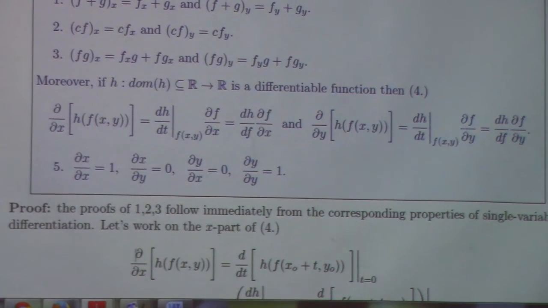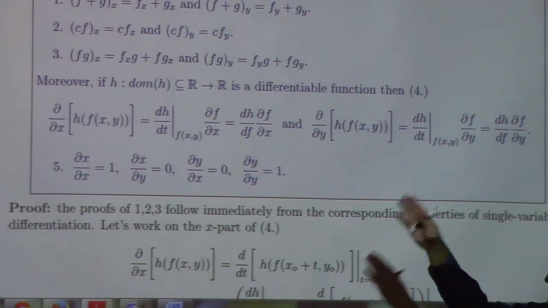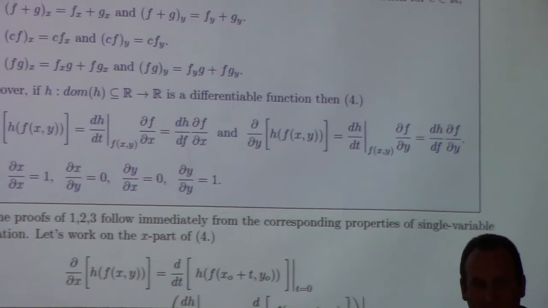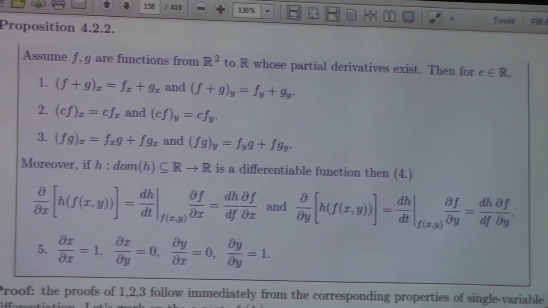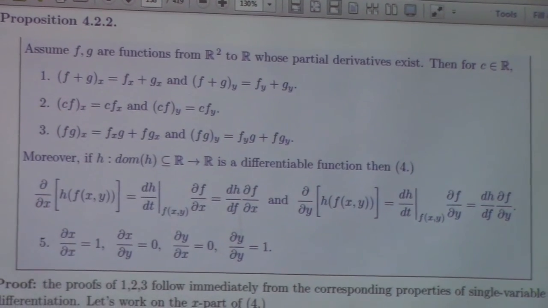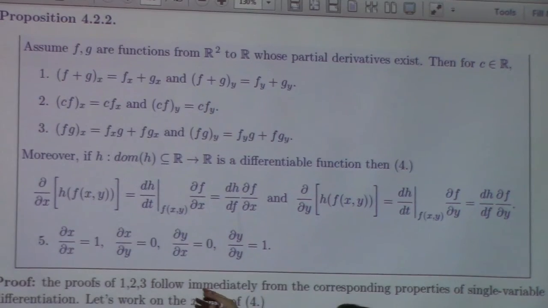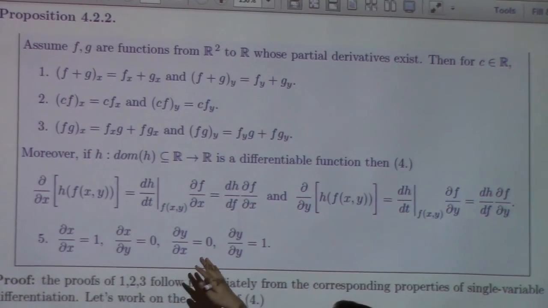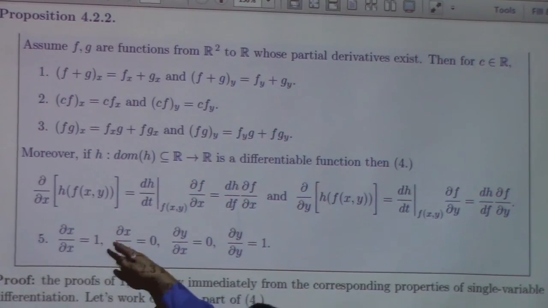Here are the properties. Properties of partial differentiation. You can add them. You can pull out constants. There's a chain rule. If you differentiate a function of two variables, there's a chain rule.